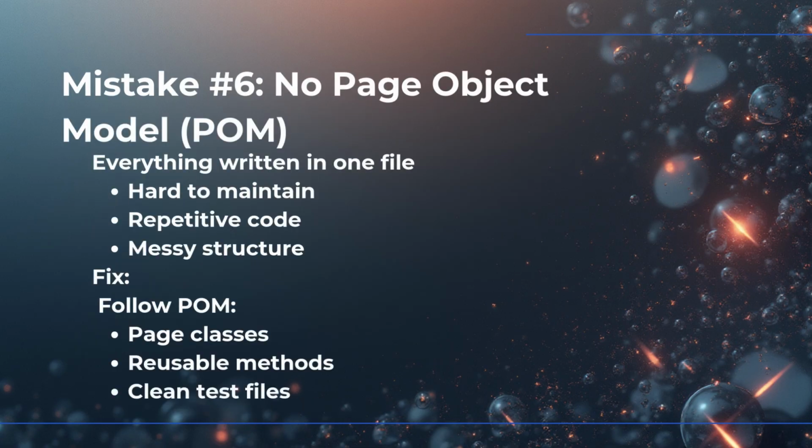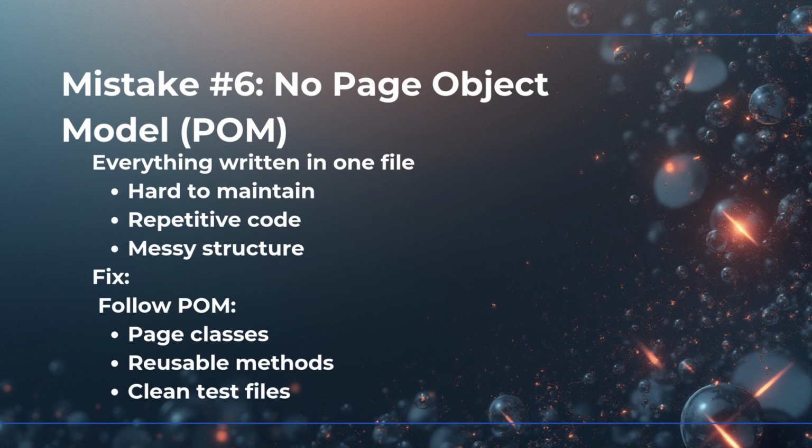Mistake number 6: no Page Object Model, POM. POM is a very essential concept you should know about. Another beginner mistake is putting everything into one file. Locators, test logic, data, all mixed up. This becomes a nightmare when your project grows. Without POM, code duplication increases. Minor UI changes force big rewrites. No separation of concerns, and tests will be unreadable.